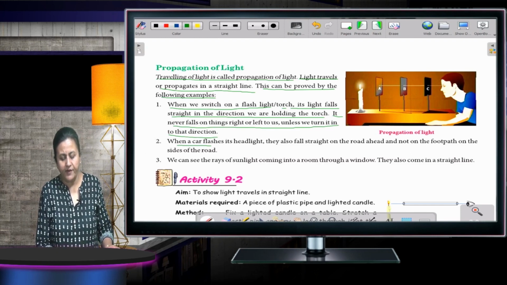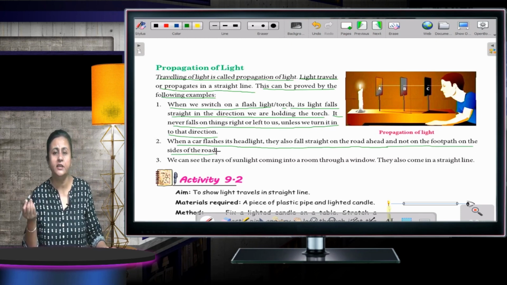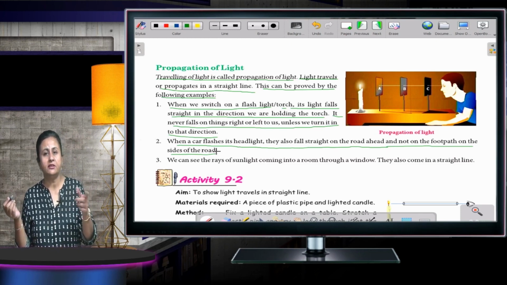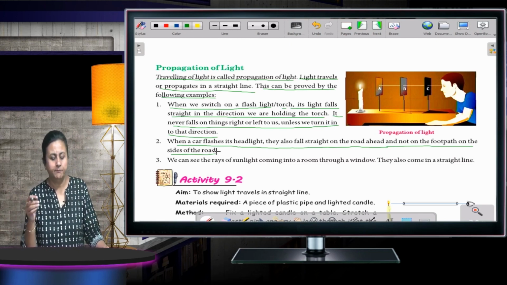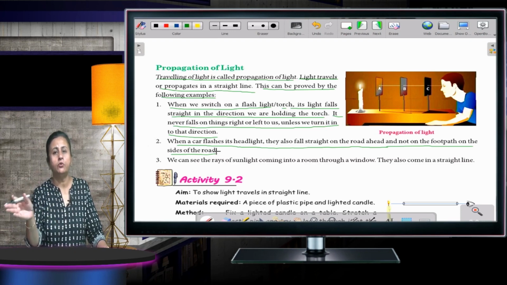When a car flashes its headlight, it also falls straight on the road ahead and not on the footpath on the sides of the road. You must have seen at night when you're traveling, your mother or father is driving and they are turning on the headlights. The light will fall on the road only. It will not go here and there.